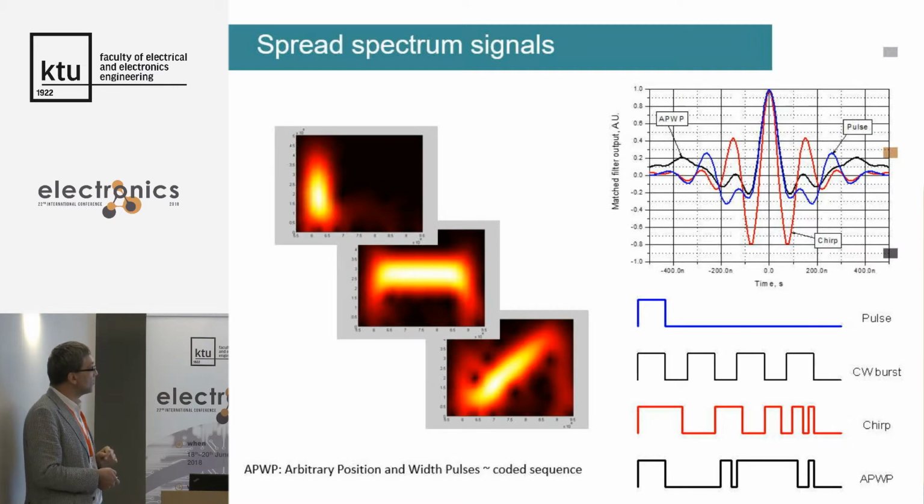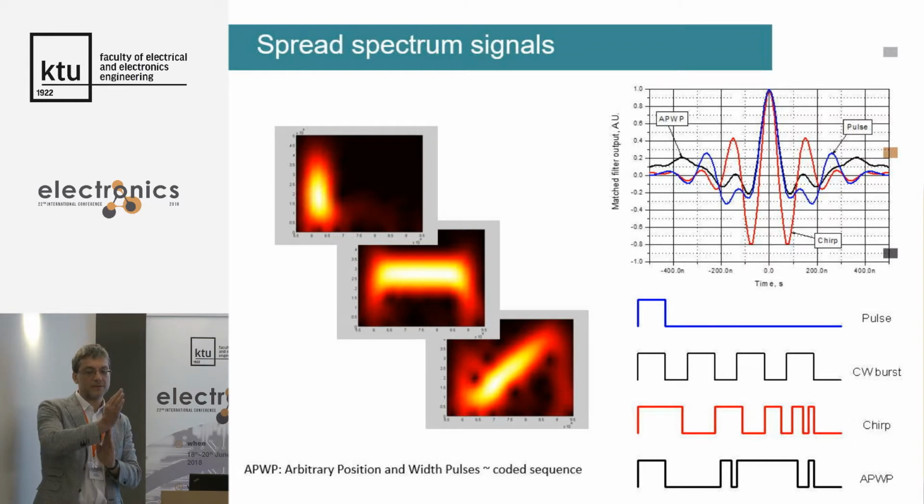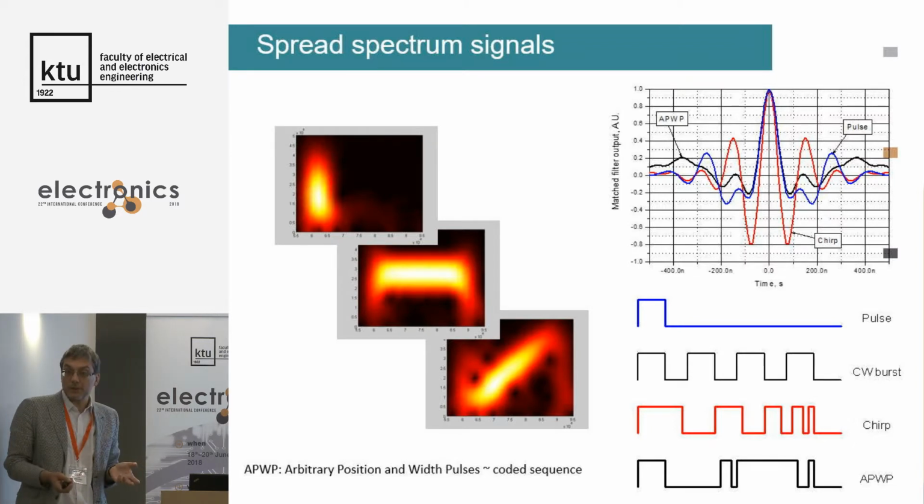This is just one more explanation of what spread spectrum signals are. This is the spectrogram. The horizontal axis is time, the vertical axis is frequency. If you take a pulse signal, you can see that all the frequency components appear at the same time. That is, they are put on top of each other. What is wrong with such an approach?